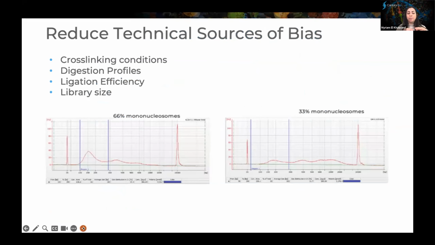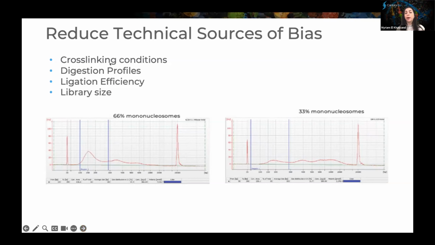So when you're prepping all of these libraries and you're going to have all these different data sets in your study, one question always pops up: how much variability am I introducing in my study? How can I reduce that bias when I'm setting up my experiments? And you can do that while you're doing the preparation. So there's definitely room to reduce that technical source of bias between your replicates and your conditions.